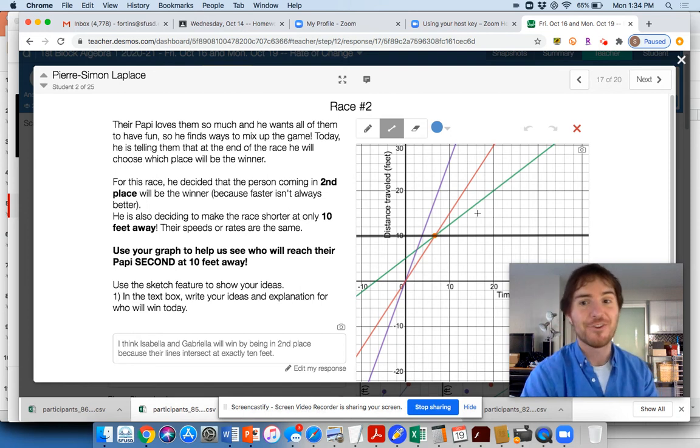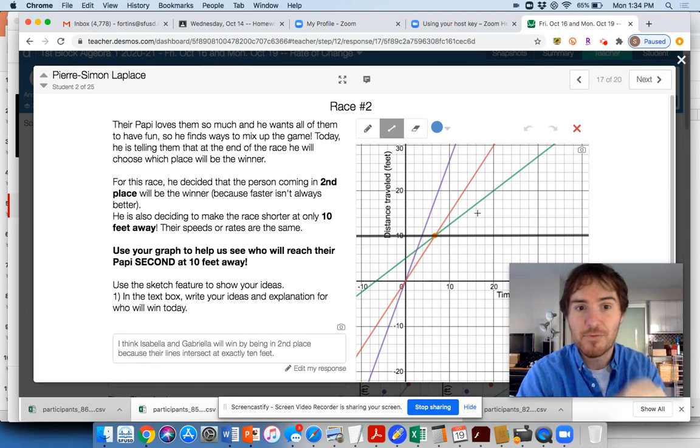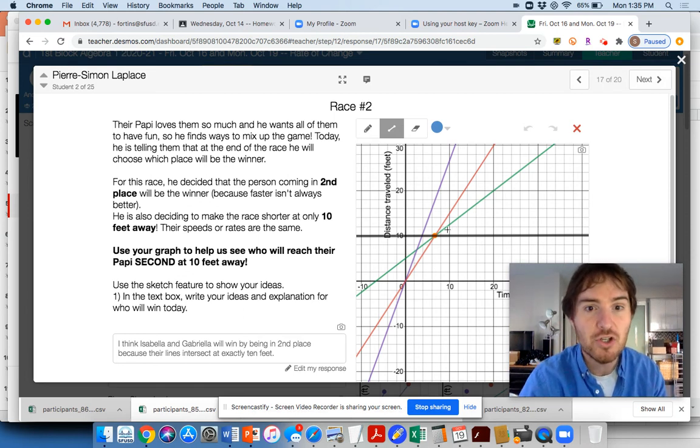Oh, interesting that they word this. Math just words it up. Math is reading and reasoning. So if you're reading this clearly here. Use the sketch feature to show your ideas.